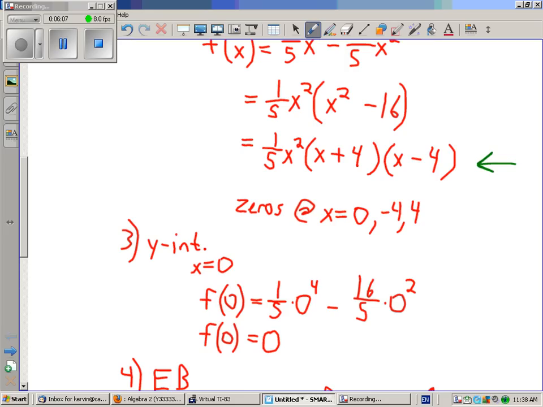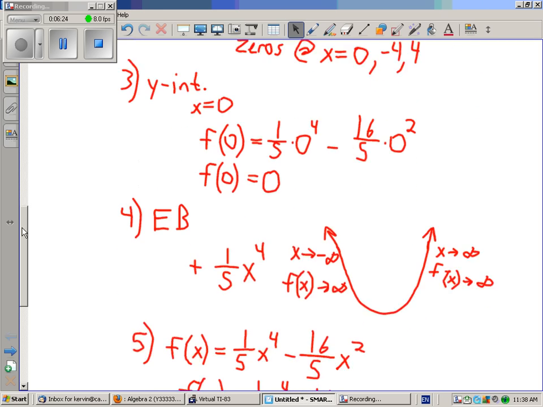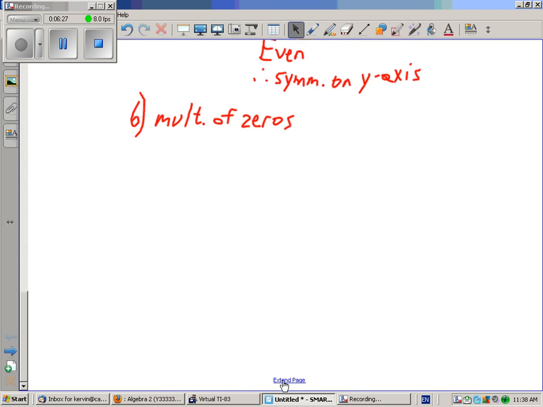So we have a 0 of multiplicity 2 at x is equal to 0, and a 0 of multiplicity 1 at minus 4, multiplicity 1 at x is equal to 4. So, scrolling back down, we need to note that at x is equal to 0, multiplicity is 2. x is equal to both plus and minus 4, both of them have a multiplicity of 1.